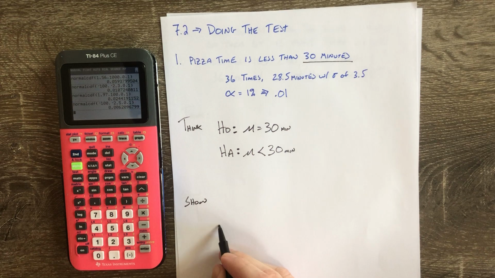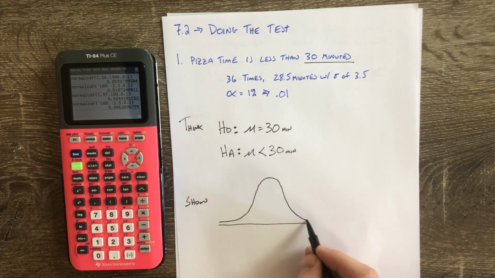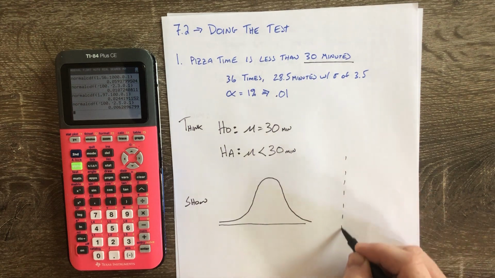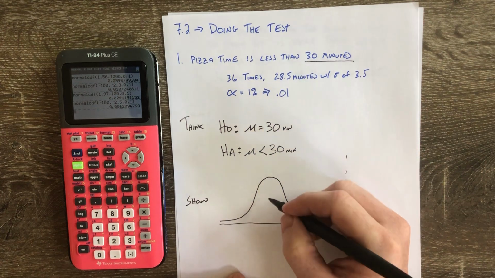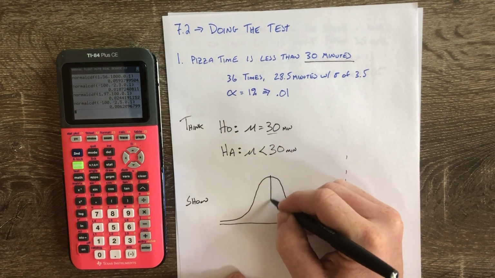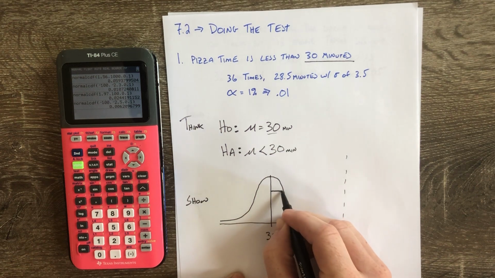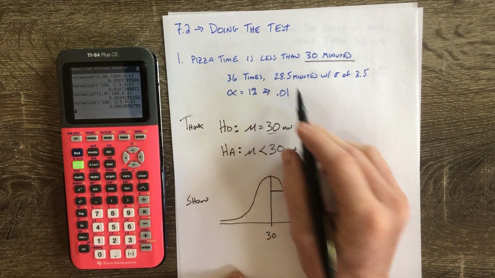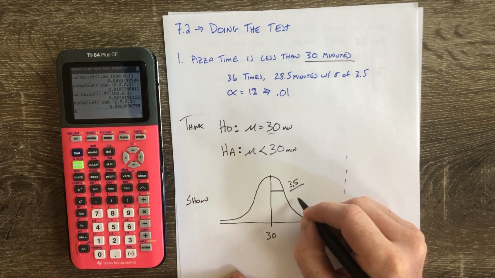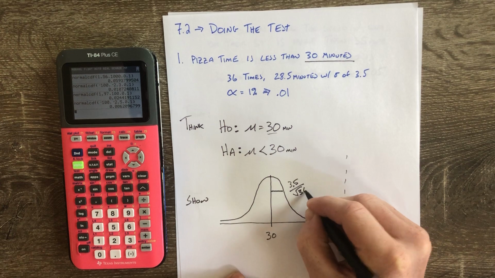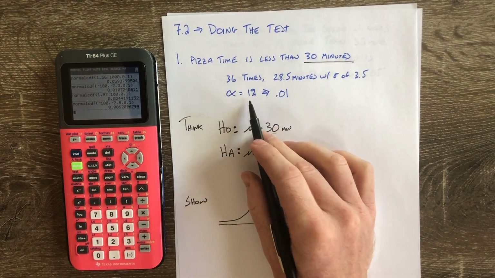Okay, now let's go ahead and show. I'll show you with the normal curve, and then over here, I'll do it with the calculator. This number is always going to go in the middle, so 30 is going to go in the middle. And then from there, our standard deviation is going to be 3.5 divided by the square root of 36. And our alpha value is going to be 0.01.